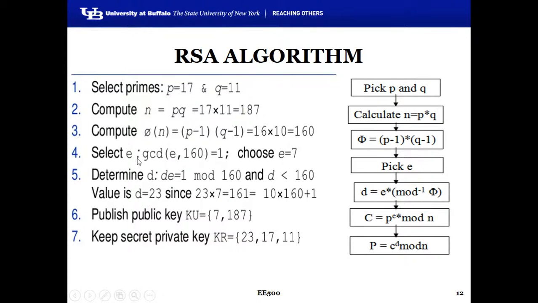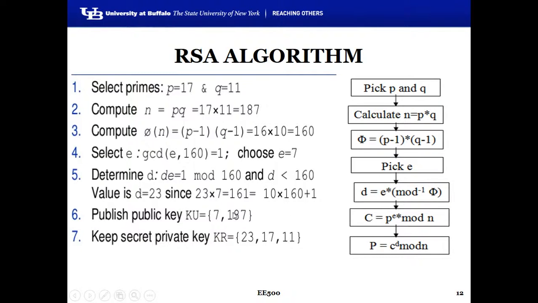Now you select E such that the GCD of E comma 160, which is nothing but phi, is equal to 1, which will make it the coprime of phi. So we pick an E and then you find the private key D such that E to the power of minus 1 mod phi gives you D. So D into E is equal to 1 mod 160. That is your phi. In our case, after using the condition, the tabulation gave D is 23.